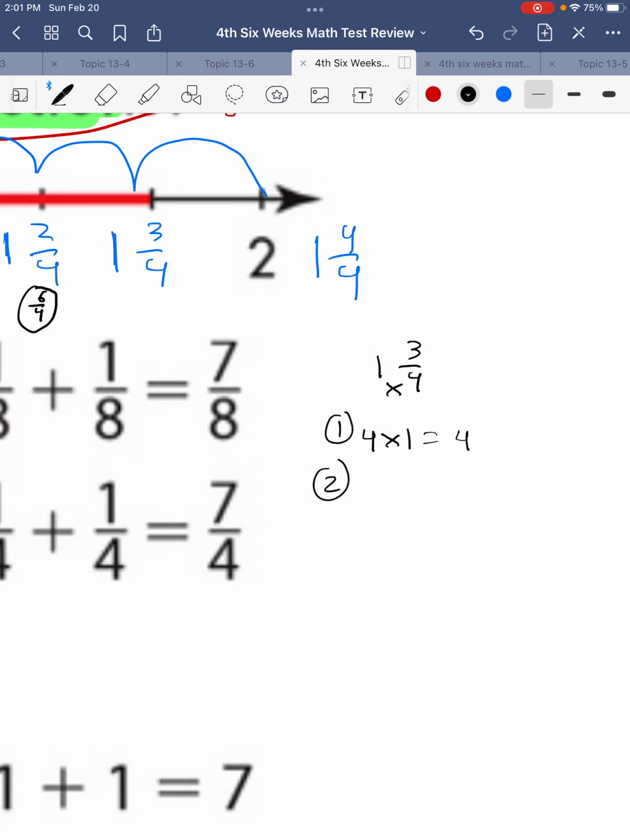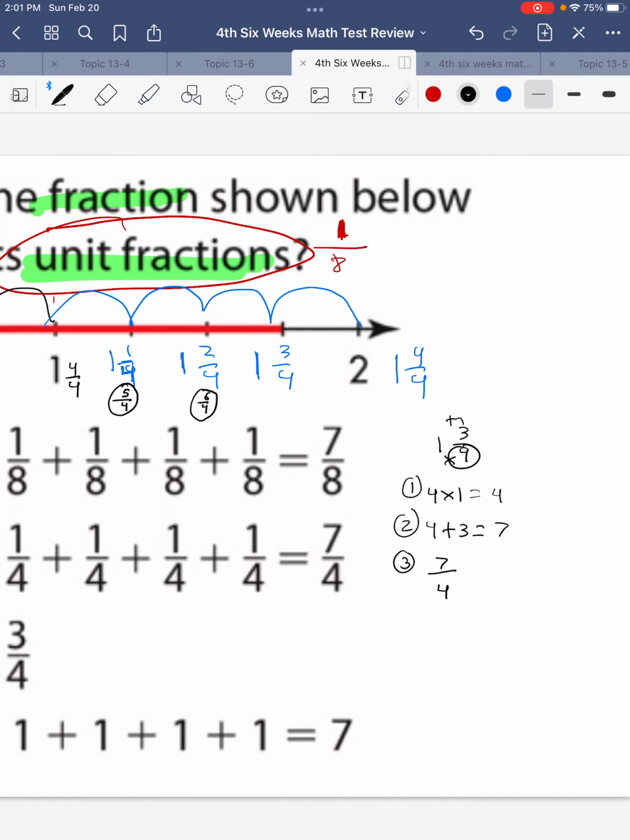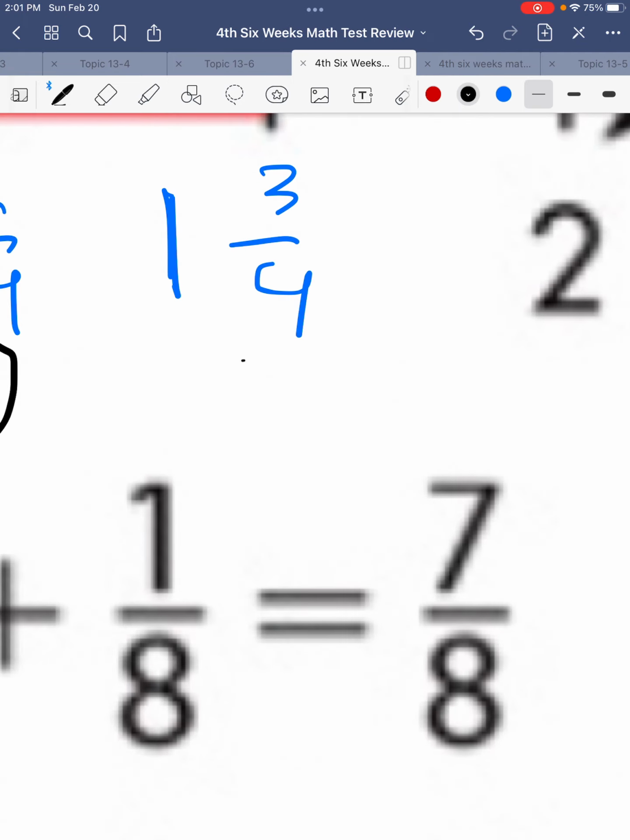My second step, I get my 4 and I add it to my 3. So 4 plus 3, I get 7. My third step is 7 is my numerator. My 4 stays my denominator. So now I have 7 over 4 here, okay?